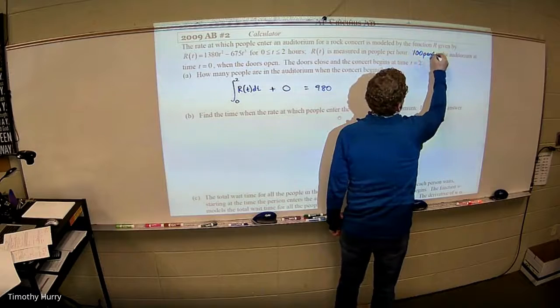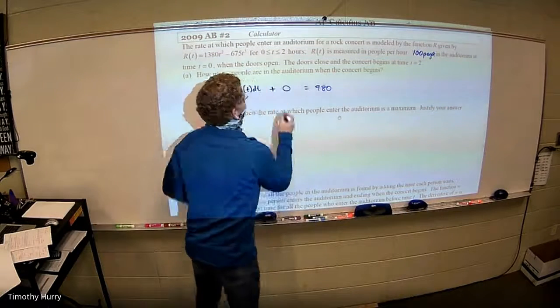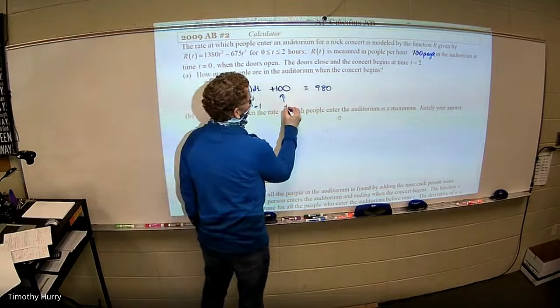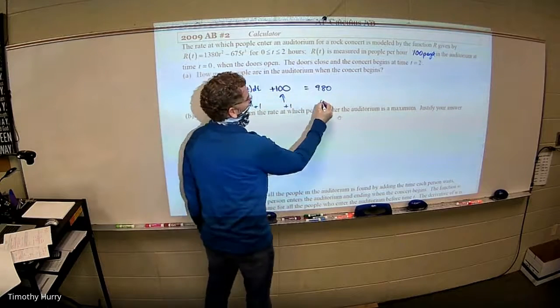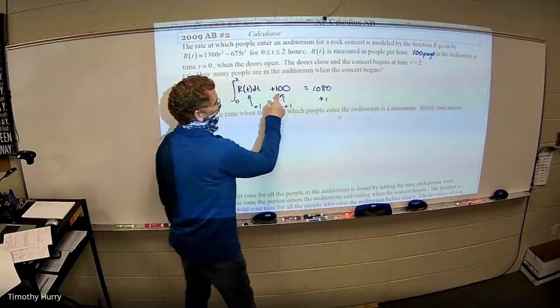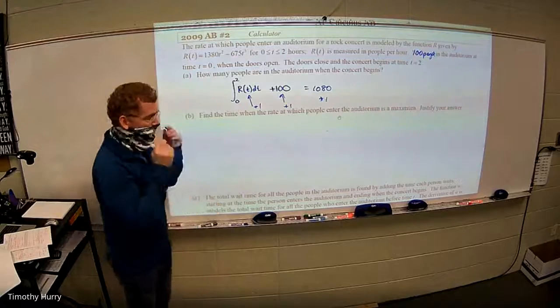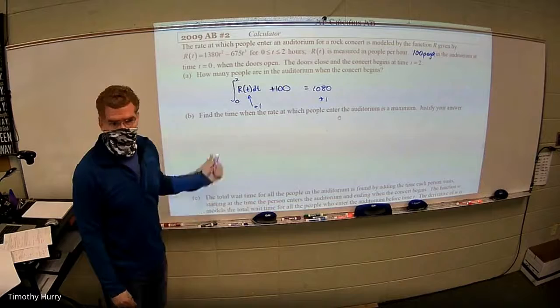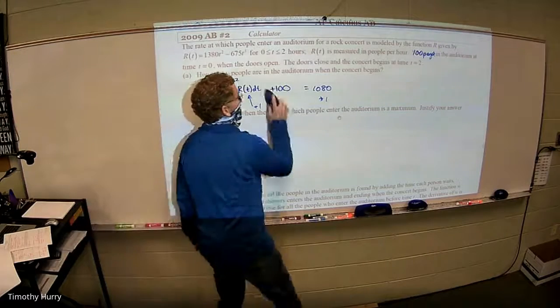100 people are in the auditorium at time 0, and they would be looking for 1 point for this setup, 1 point for this, or maybe 1 point for the setup and 1 point for the correct answer, because the correct answer would have only been achieved had you added 100. So probably more like this, which would have been you accommodating for both. But that's not the case here, right?